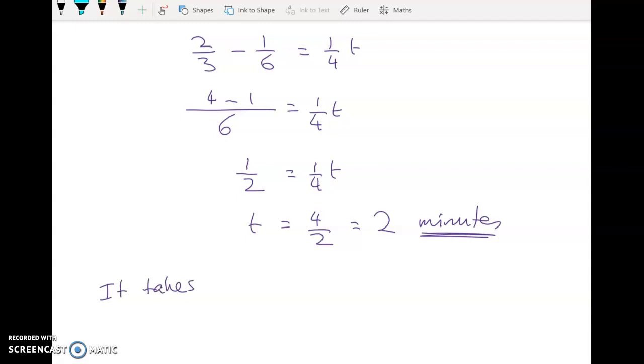There you go. So it takes 2 minutes for the oil to be 15 centimeters.